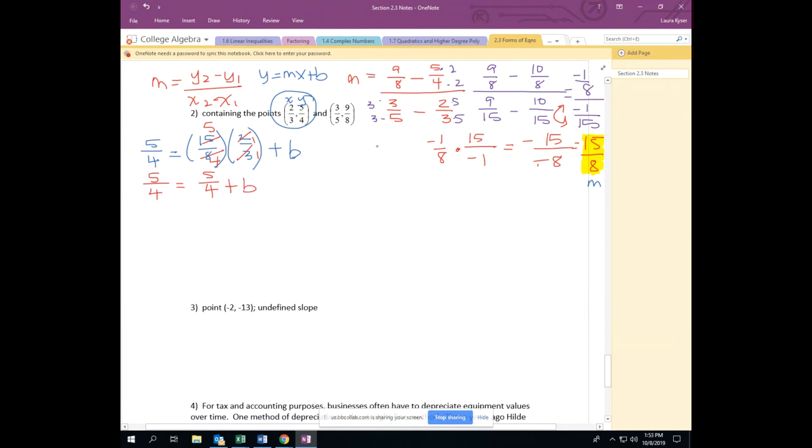Well, this doesn't happen all the time. To isolate your B, you have to subtract 5/4. Well, subtracting 5/4 cancels it entirely, which means B is 0. Usually B is a number, but it's fine.